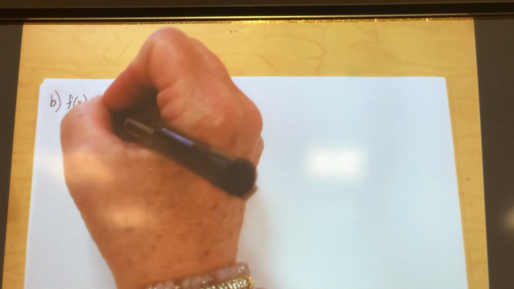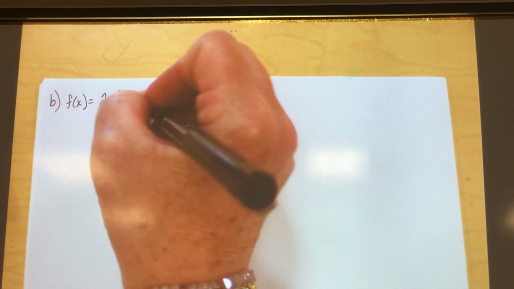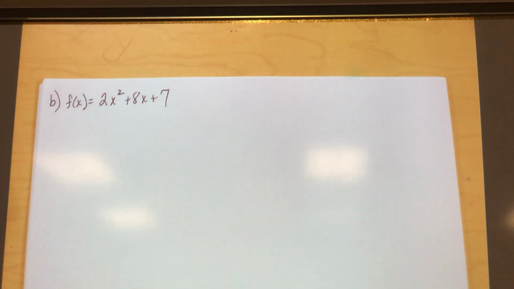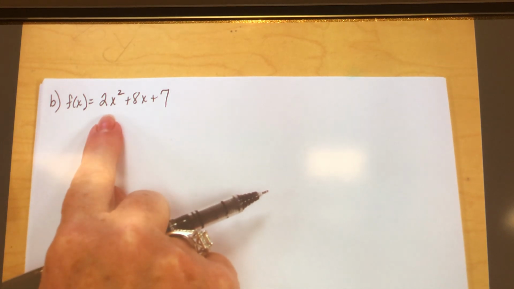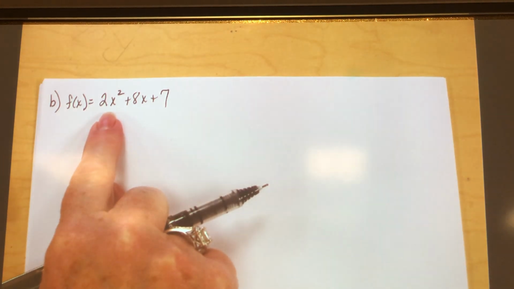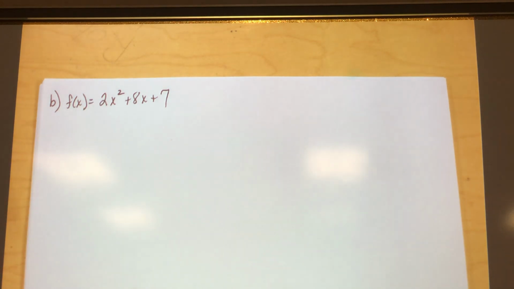This is B. We're gonna follow the same outline, people. I'm gonna work one, and I'm gonna give you one to work. So f of x is equal to 2x squared plus 8x plus 7. All right, so here's a rule. You need to know this rule. You cannot complete the square unless the coefficient of the quadratic term is 1. That means that the coefficient of x squared has to be 1. And if it's not, then you have to make it 1.